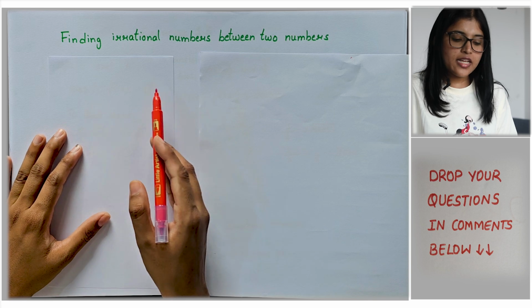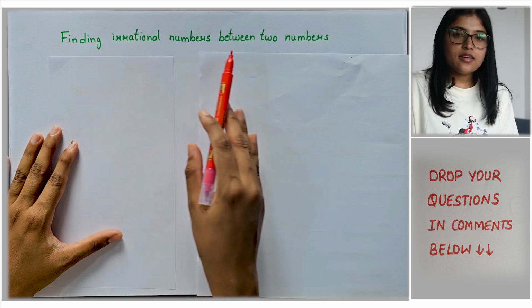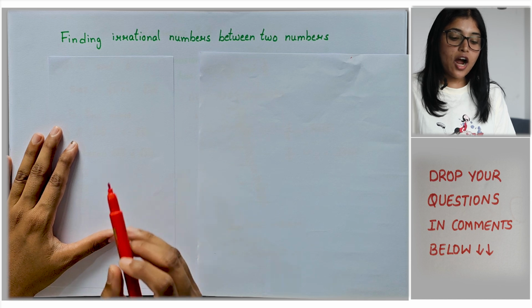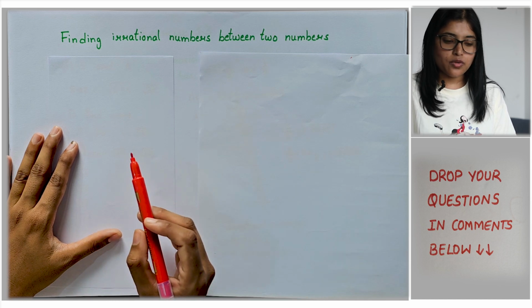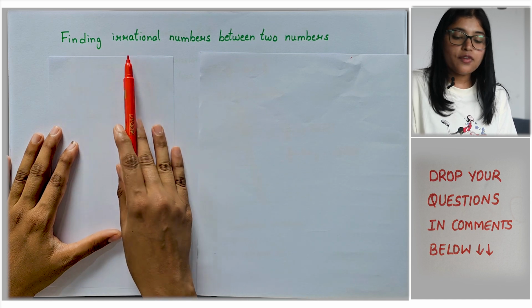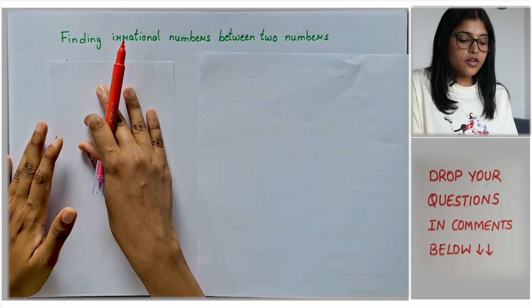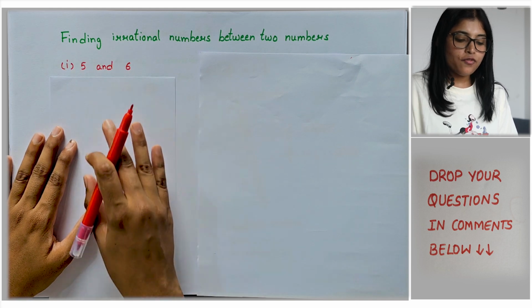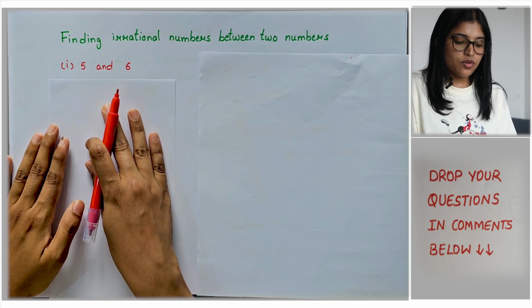Let's move on to the next part, which is finding irrational numbers between two numbers. In our previous video, we learned how to find rational numbers between two numbers. Now let us see how to find irrational numbers. First example, we have two numbers 5 and 6. How to find irrational numbers between these two numbers?